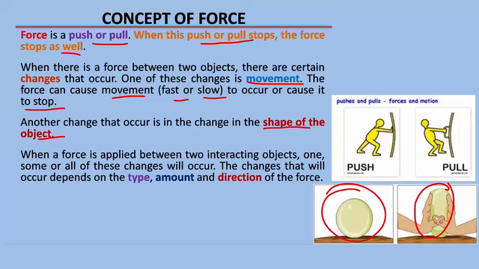Now, when a force is applied between two interacting objects, one or some of all these changes must occur. It is either it moves faster or slowly, or it stops movement, or the shape of the object changes. Now, the changes that will occur depend on the type, the amount, and direction of the force applied on the object.